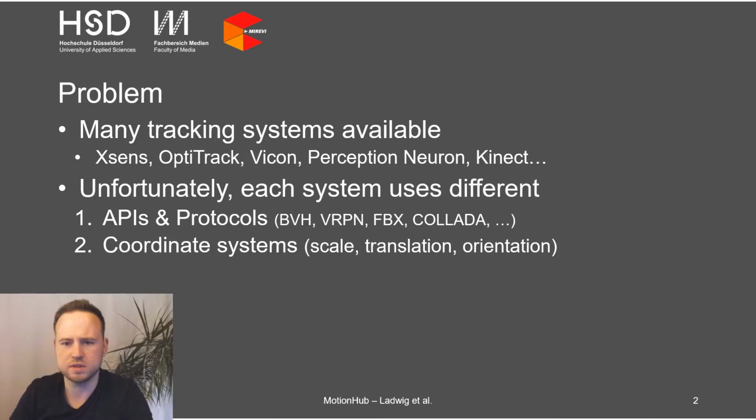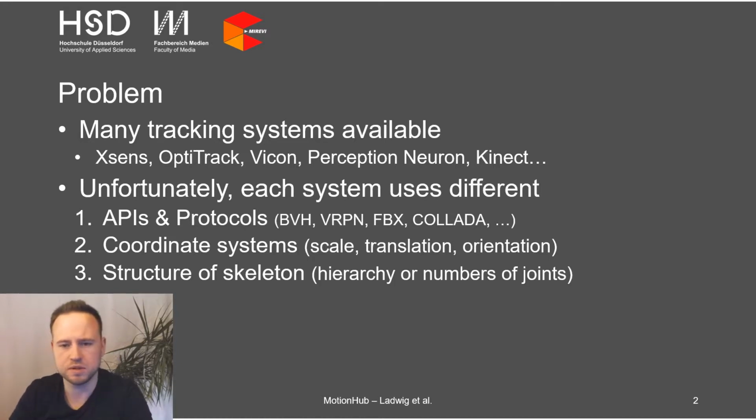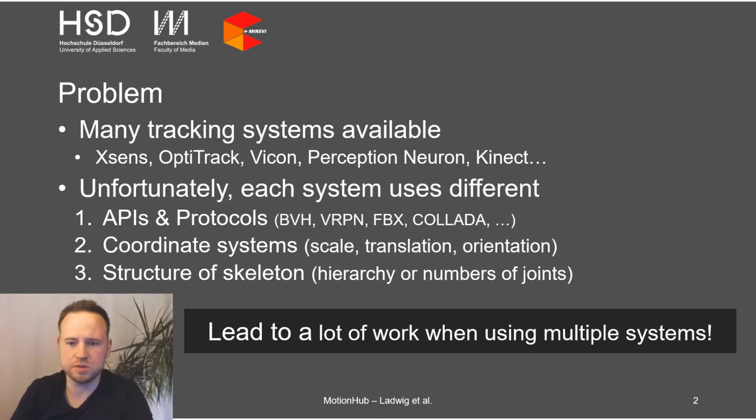The second point is the coordinate systems are different, and combining multiple tracking systems is quite difficult. Kinect reports its data in millimeters, other systems in meters, for example. And a third point, the structure of skeletons is different in terms of hierarchy, numbers of joints, or the rotation between joints. In summary, these circumstances lead to a lot of work when using multiple body tracking systems in a project.